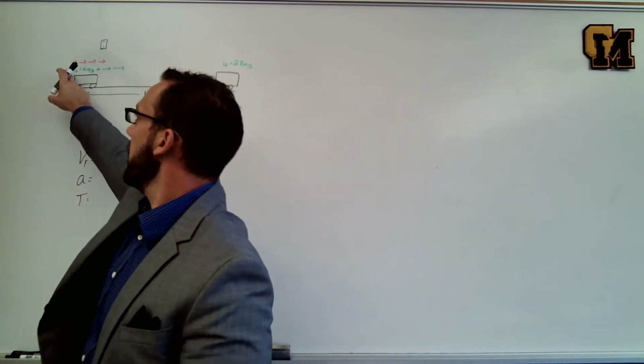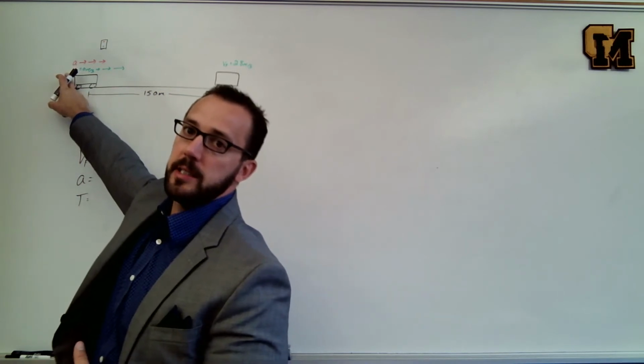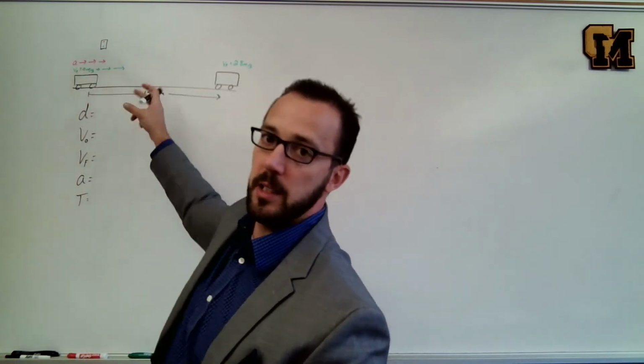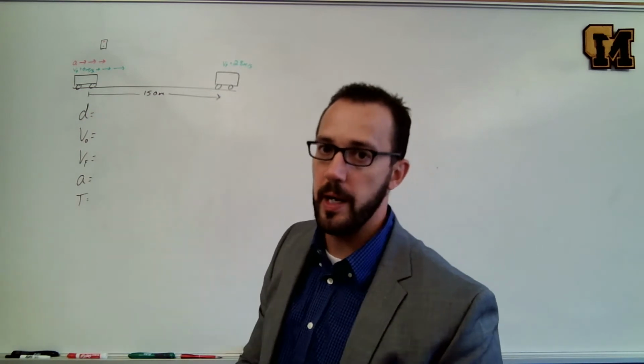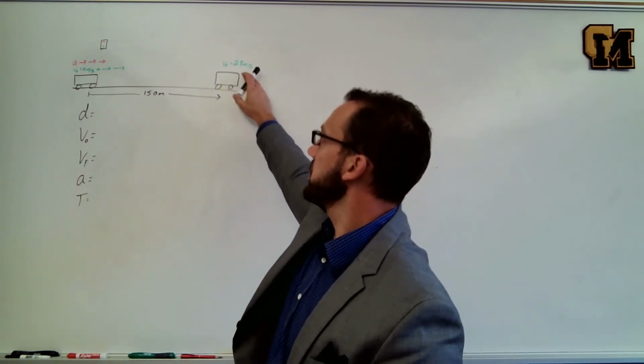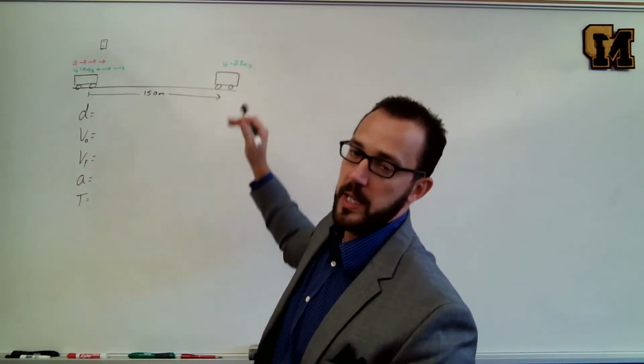We know at the beginning of the problem, since you were at a stoplight, your initial velocity is 0, but you're going to be getting faster and faster and faster. So we know the acceleration is also to the right. And we know at the very end of the problem, you're going to be traveling at 28 meters per second.